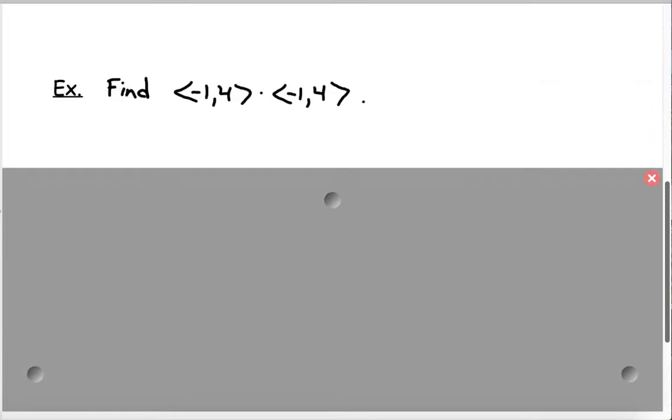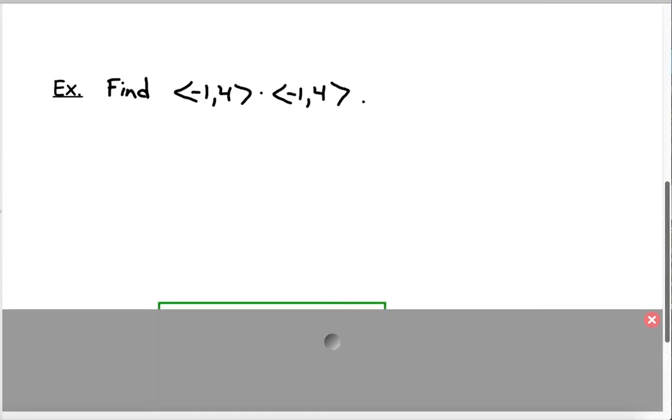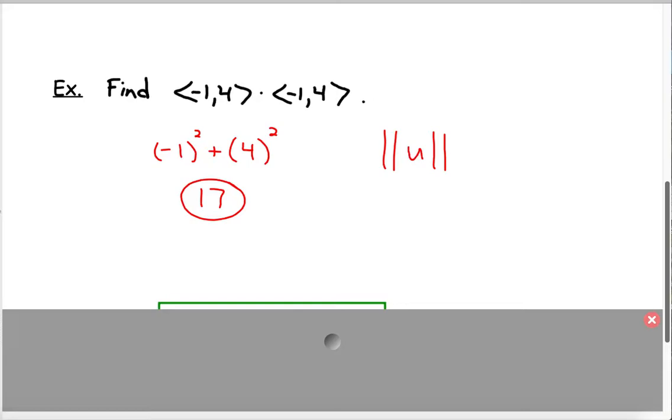What else? What if we did this calculation? What if we did the dot product of a vector with itself? What's going to happen? Well, we're going to do negative 1 times negative 1, or negative 1 squared, and then 4 times 4, or 4 squared. So we're going to get 17. Now, do those calculations remind you of something? When did we do that before? How did we find the magnitude of a vector?